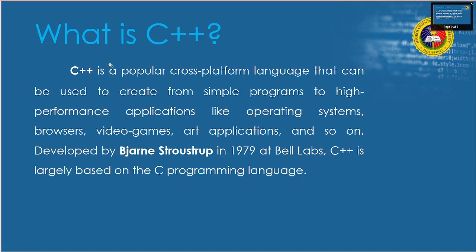So, what is C++? C++ is a popular cross-platform language that can be used to create everything from simple programs to high-performance applications like operating systems, browsers, video games, art applications, and so on. It was developed by Bjarne Stroustrup in 1979 at Bell Labs. C++ is largely based on the C programming language.